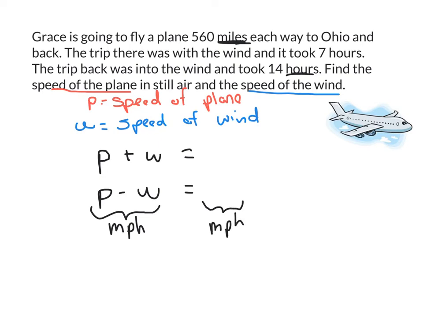So in our first equation, when we're traveling with the wind, we're traveling 560 miles, and that took 7 hours. In our second equation, it was still 560 back, but this time it took 14 hours. Now, by doing some quick math, that's going to be 80, and this will be 40. So we have our two equations, P plus W equals 80, and P minus W equals 40.